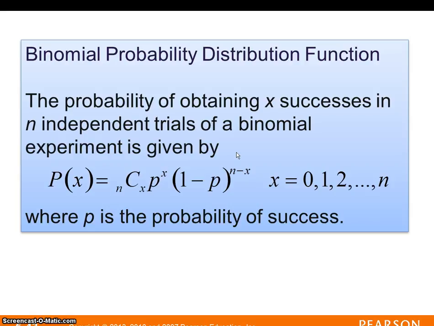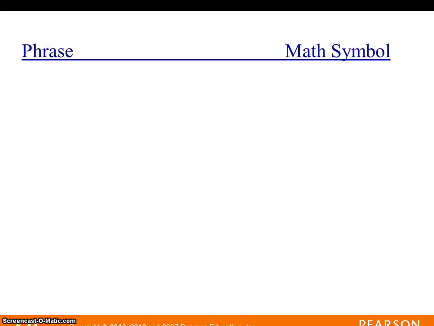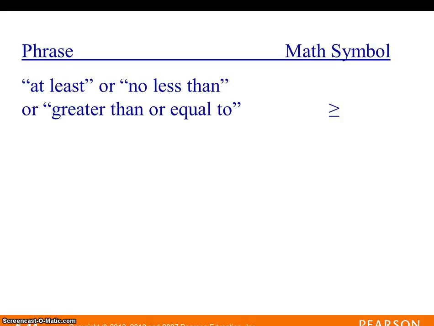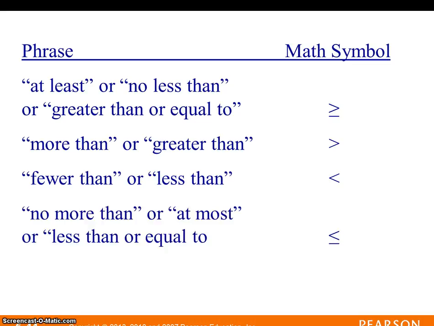So let's look at an example, because this formula may not make complete sense here. Another thing you might see is "at least" or "greater than." Instead of finding the probability of, say, 10 successes, they might want you to find the probability of 5 or fewer successes, or greater than. So just remember what these symbols mean.